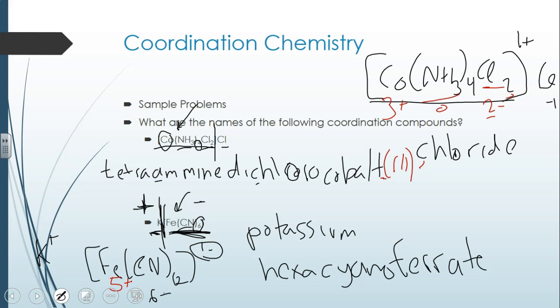So this is hexacyanoferrate, and then we will put that in parentheses with a Roman numeral V for 5. Okay, so that's potassium hexacyanoferrate(V). That's the name of that compound.